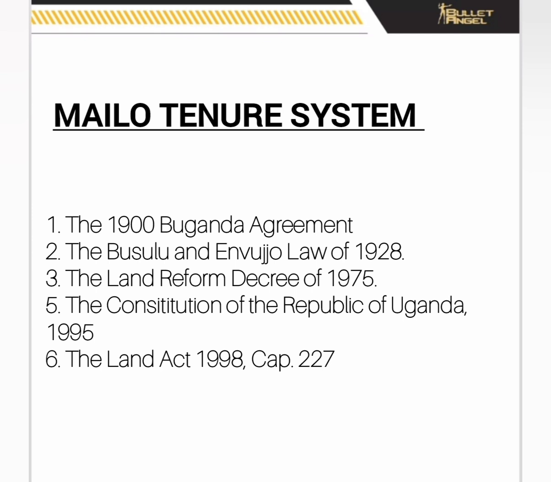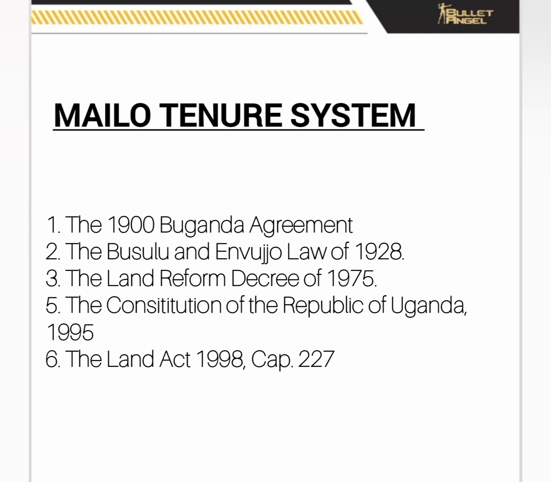Section 29 explains to us who a bona fide occupant is and who is a lawful occupant. Let's read section 27 and try to lay a distinction between a bona fide and a lawful occupant. Section 27, subsection 1. Lawful occupant means a person occupying land by virtue of the repealed Busulu and Envujjo Law of 1928, Toro Landlord and Tenant Law of 1937, Ankole Landlord and Tenant Law of 1937, a person who entered the land with the consent of the registered owner and includes a purchaser.